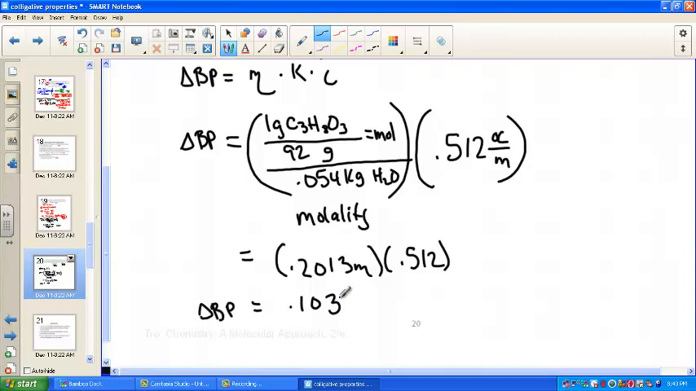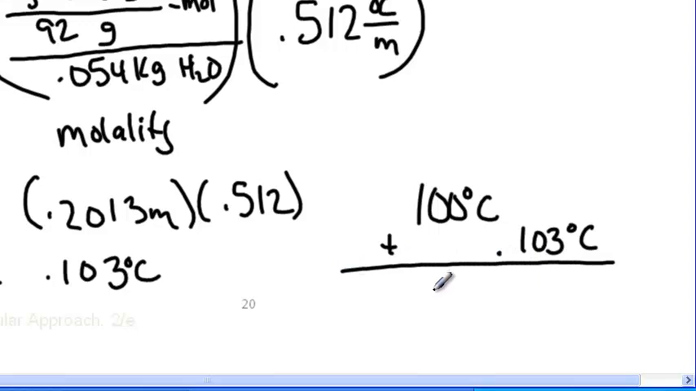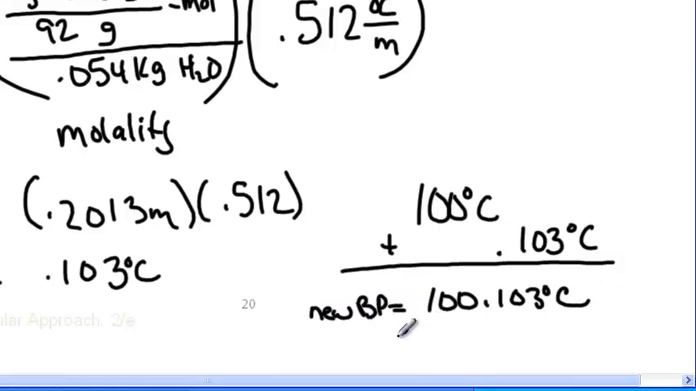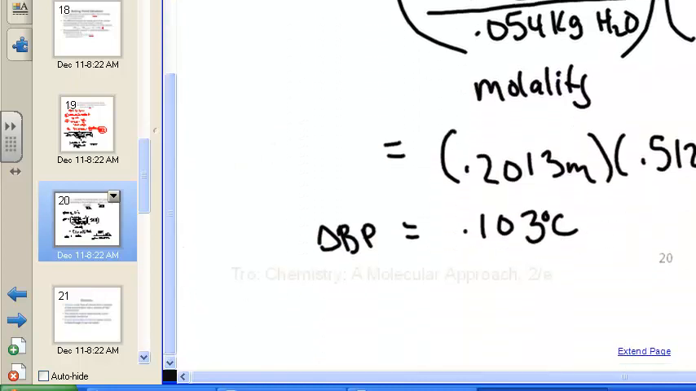Remember, we're solving for our change in boiling point, so that's our degrees Celsius. Water normally boils at 100 degrees Celsius. It's being raised by 0.103 degrees Celsius. It nudged a little bit. The new boiling point is 100.1 degrees Celsius. And that's what we're being asked: calculate the new boiling point. So a gram of glycerin, which is like Karo syrup, a sugary syrup, people make rock candy from it, raises the boiling point a little.